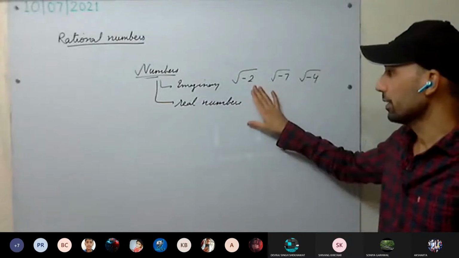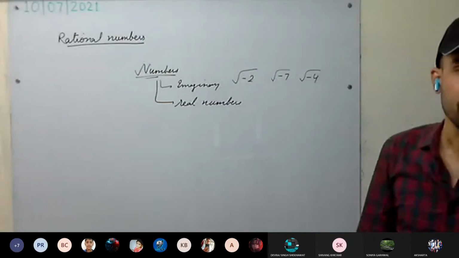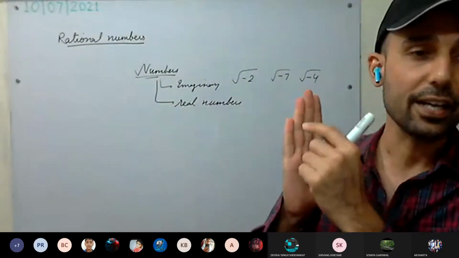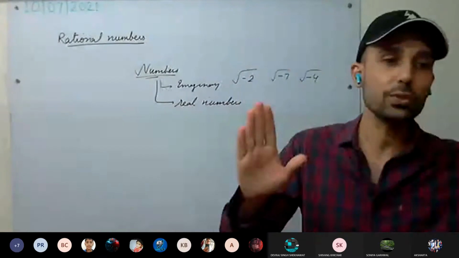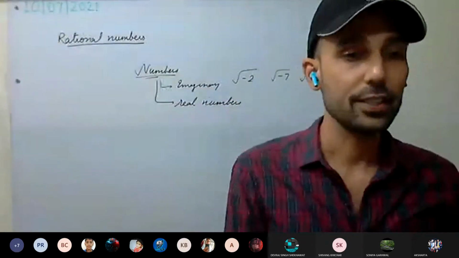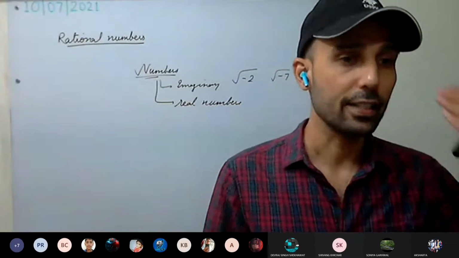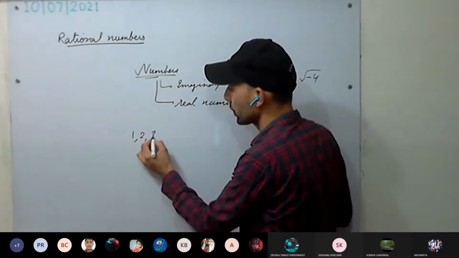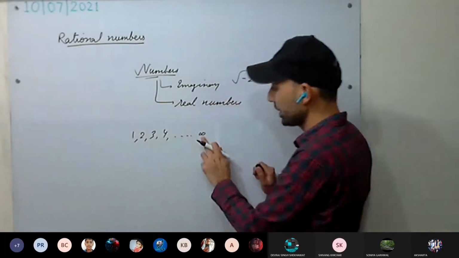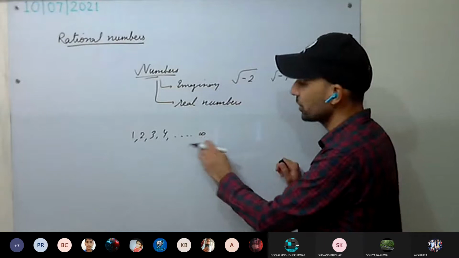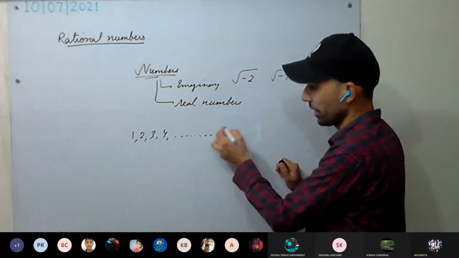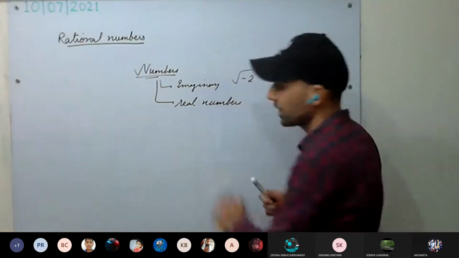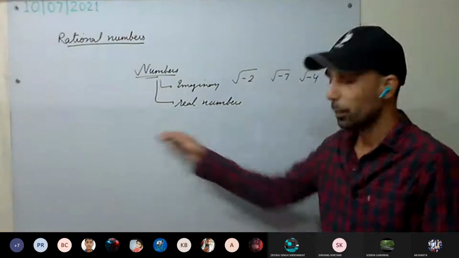Infinity is not a number. It's just a sign which shows that numbers never end. It goes and goes and goes. If we write 1, 2, 3, 4, 5, up to infinity, it means infinity is not a number. It's a sign that the numbers are never ending.